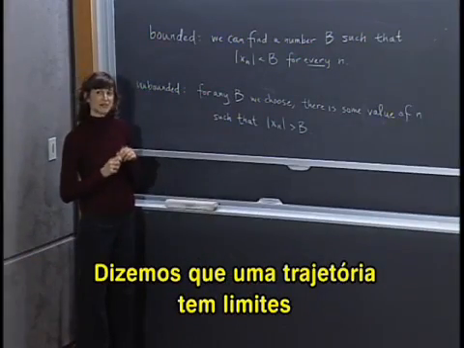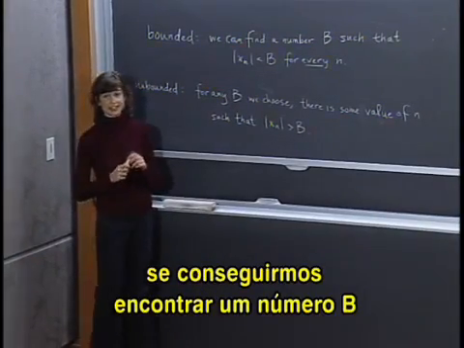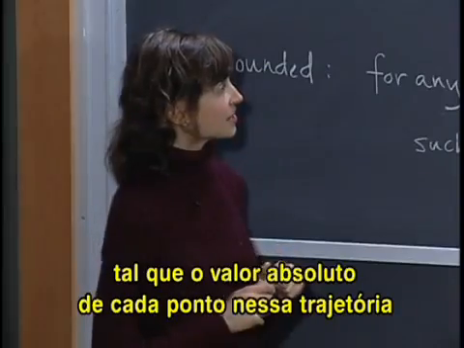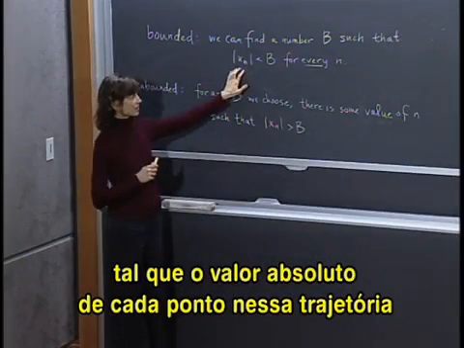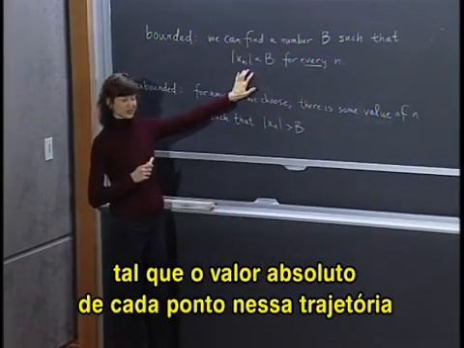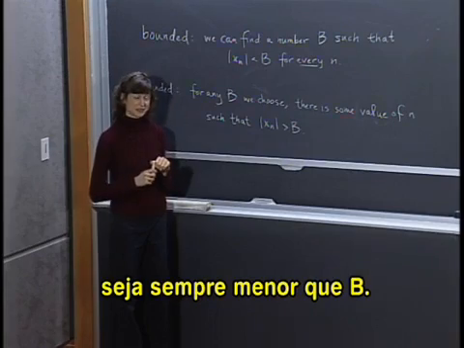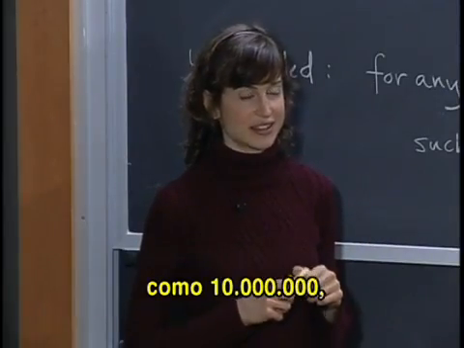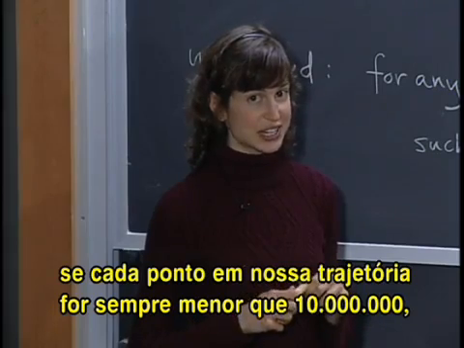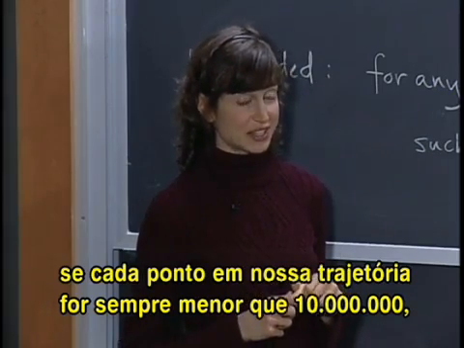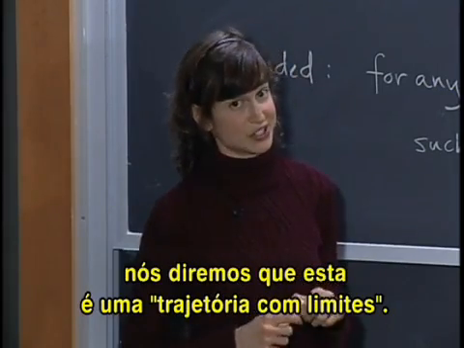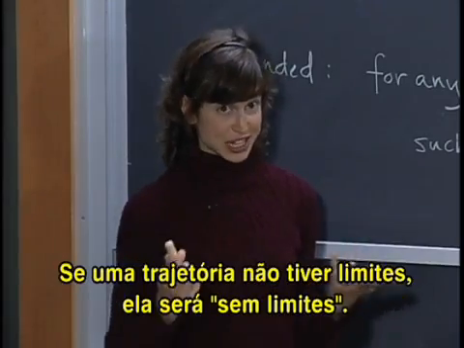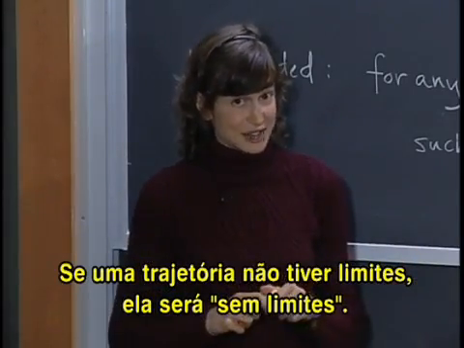We'll call a trajectory bounded if we can find a single number b such that the absolute value of every point in that trajectory is always less than b. Even if the b that we find is a really big number, like 10 million, if every point in our trajectory is always less than 10 million, we call that trajectory a bounded trajectory. If a trajectory isn't bounded, then it's unbounded.